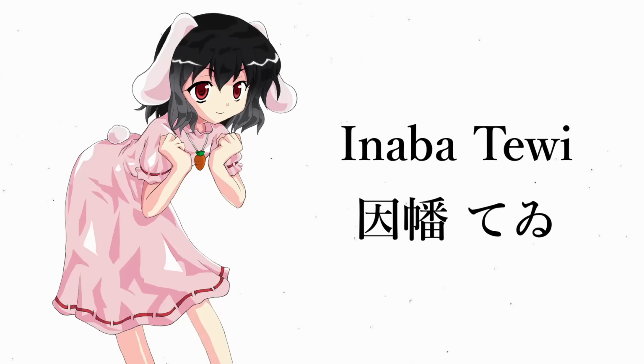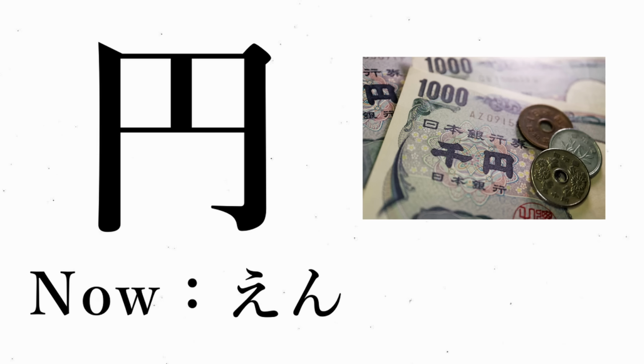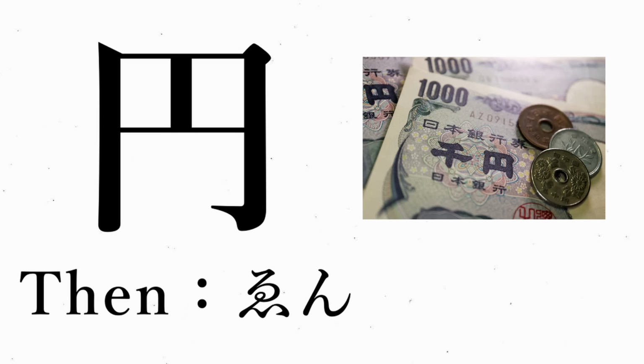Fictional names will use them too, like the Touhou character Inaba Tewi. Technically it's pronounced Tei, not Tewi, but I say Tewi for the purpose of this video because she has the we hiragana in her pronunciation. The creator of the manga Nichijou actually uses a pen name, Arawi Keiichi. Wo is pretty much never used now, but it has been used historically. It was used in the writing of some kanji, like this kanji right here, which means yen. Nowadays it's pronounced en, but back in the day it actually used to be written like this, which is pronounced en, but it's written as wen.